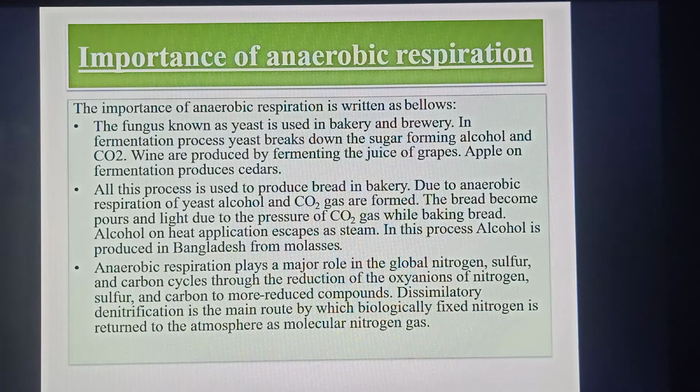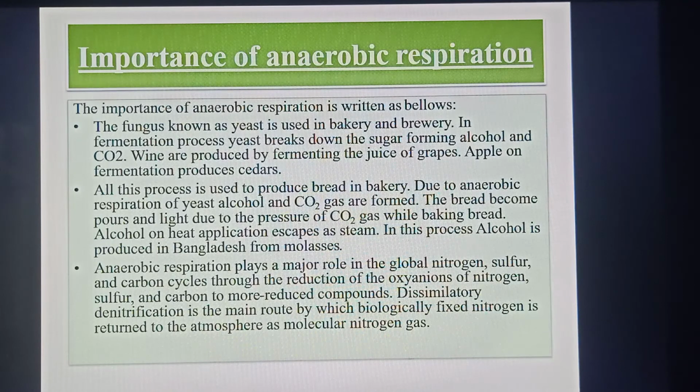Anaerobic respiration plays a major role in the global nitrogen, sulfur, and carbon cycles through the reduction of oxyanions of nitrogen, sulfur, and carbon to more reduced compounds. Dissimilatory denitrification is the main route by which biologically fixed nitrogen is returned to the atmosphere as molecular nitrogen gas. These are the importance of anaerobic respiration.